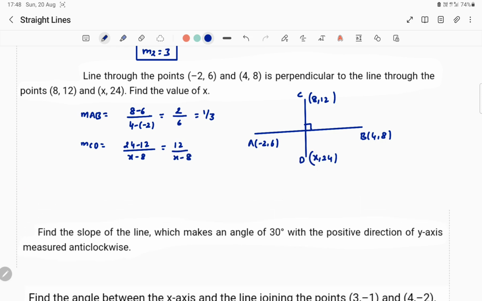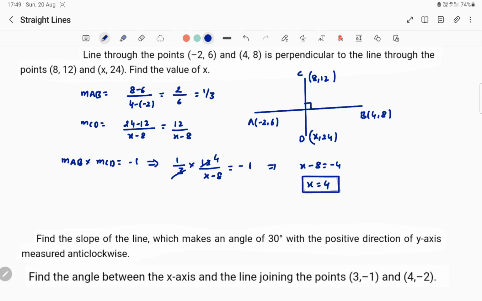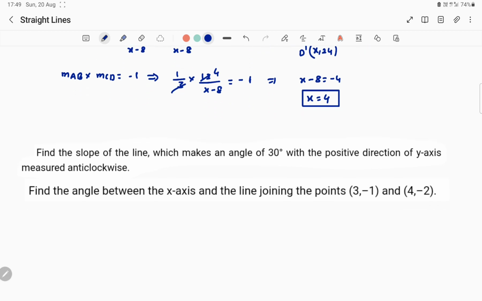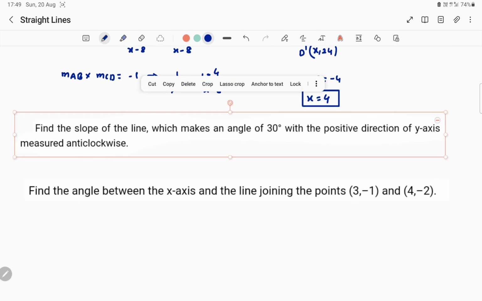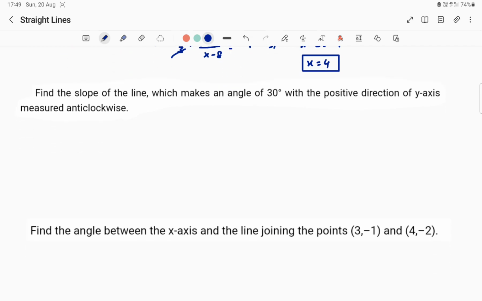Now since these two lines are perpendicular, the product of the slope is going to be how much? -1. So we can say here that m of AB into m of CD is going to be -1. So what does this give? 1 by 3 into 12 by x minus 8 is equal to -1. 3 cancel 4, and when we do the required calculation, we got x minus 8 is equal to -4. We got x is equal to 4. Okay. Calculation just check once, in case I go anywhere wrong, then you can let me know in the comment box.